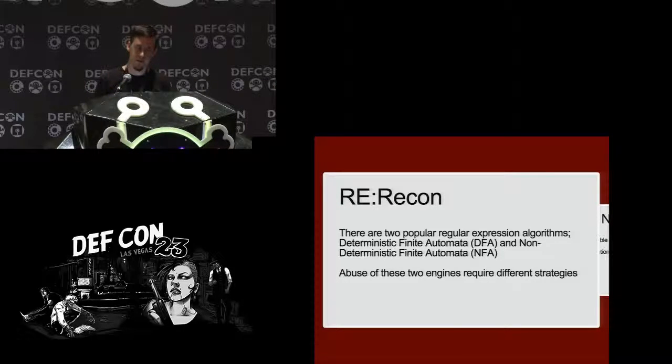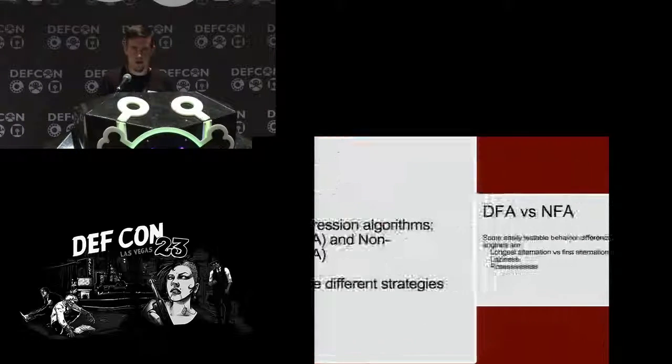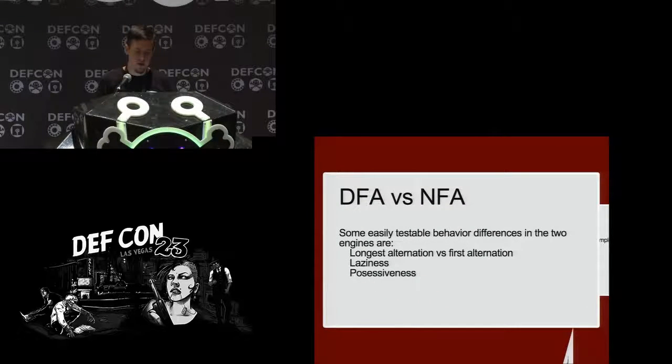But you don't get that for free. The downside is it can take up a lot of memory to build the state table. So again, if you were going to try to DoS an expression, you want to know what kind of engine it's using because your strategies are going to be a little bit different. So you can actually do a bit of recon to find that out. It'd be nice if they worked exactly the same as far as the output that you get, but it doesn't completely.